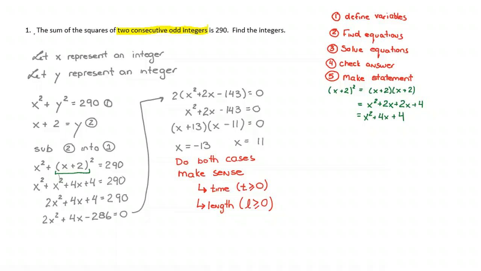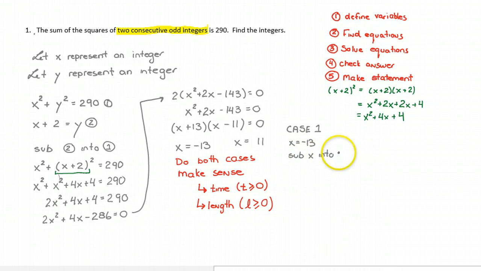Okay, so now that's only one of the values, so what I now do is I take my work and I break it up and I say, okay, let's continue working with case 1. And case 1 is when x is equal to negative 13. If x is equal to negative 13, we can sub x into 2, and we get y is equal to negative 11. And now I can do a check. So I'm going to use equation 1 to check. You only have to check in one equation.